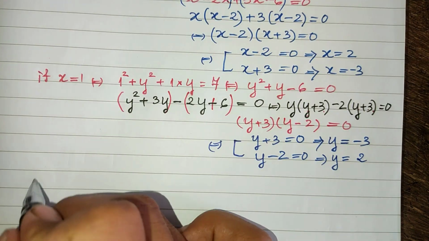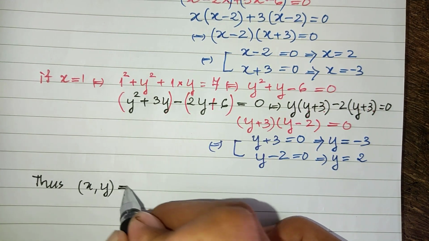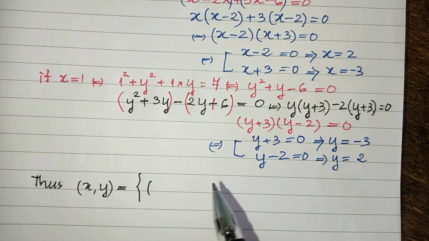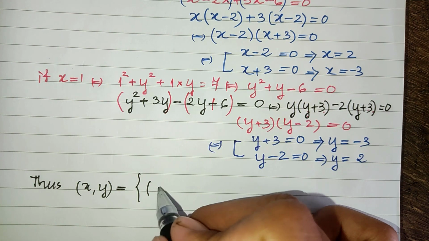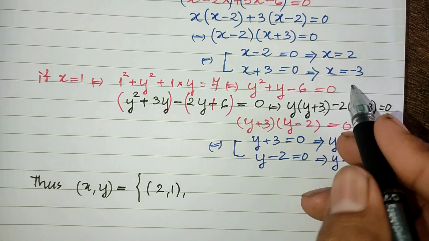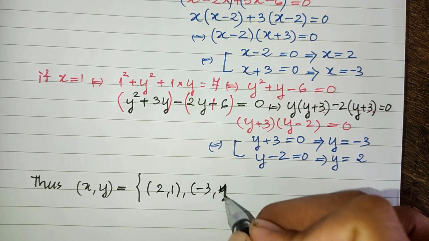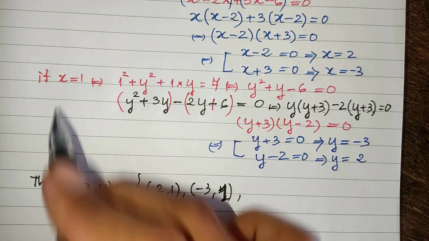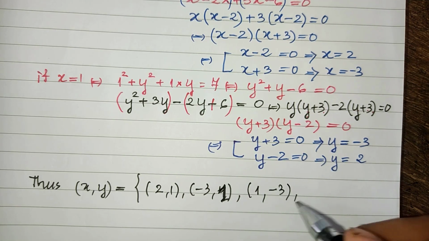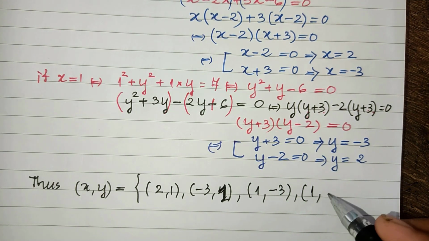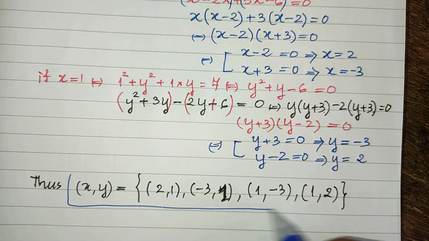For this solution, y is equal to 1. So now x equals 2 and y equals 1, and x equals minus 3 and y equals 1. And this solution is x equals 1 and y equals minus 3, and x equals 1 and y equals 2. This is now our solution.